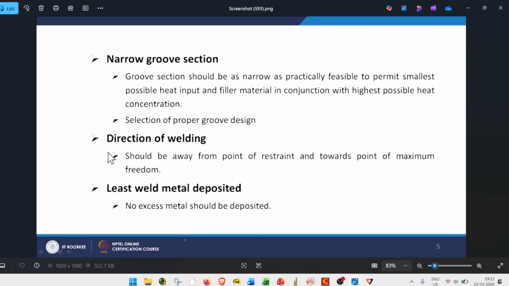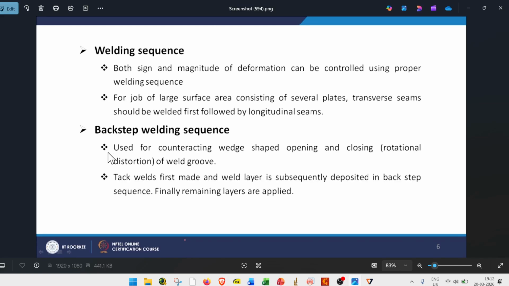Next, direction of the welding. It should always be from the point of restraint towards the point of maximum freedom. Okay, it should be from where we have done the clamping to the free region. And least weld metal deposition. So no excess weld metal should be deposited.